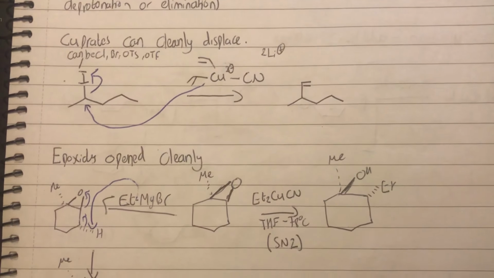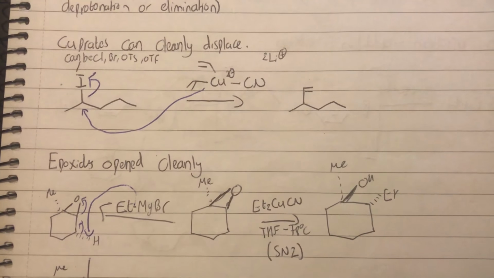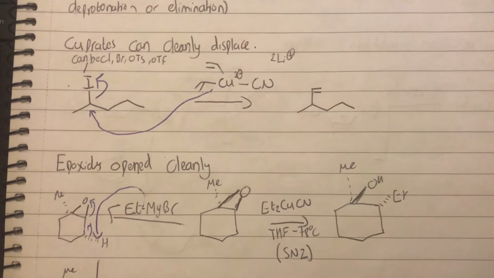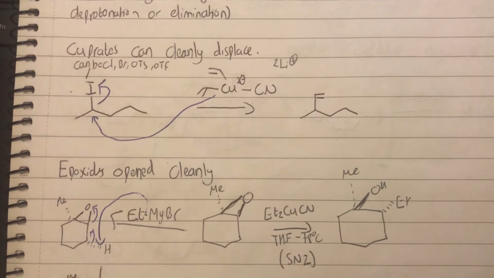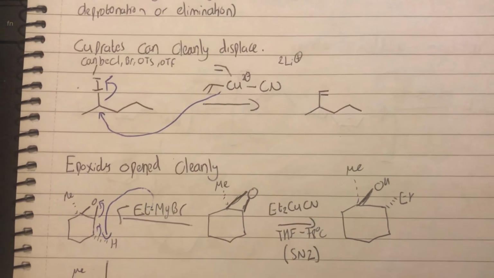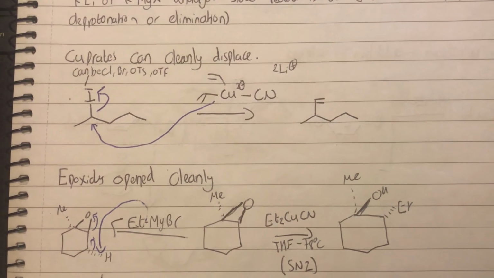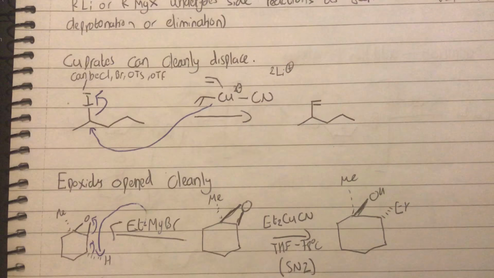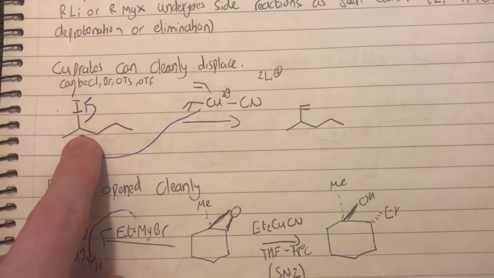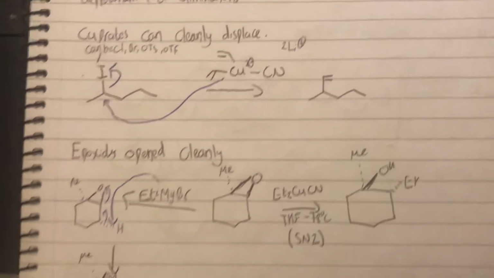And as you can see, cuprates can cleanly displace the alkyl halides or the pseudo halides. As you can see here, it can displace iodine, chlorine, bromine, or our tosyl or triflate groups from this straight away. So all it does is just donate that. That binds to there, and I leaves pretty much. It's just an SN2 reaction.